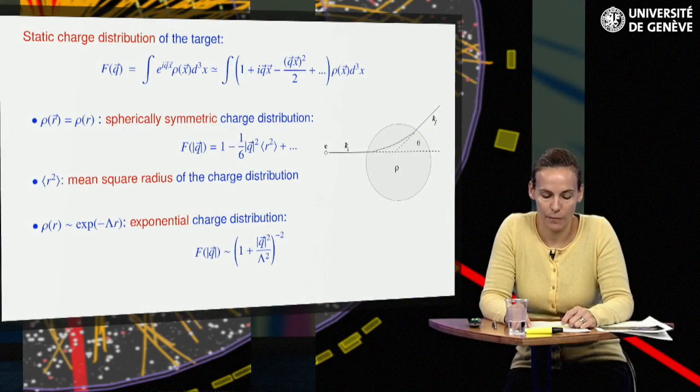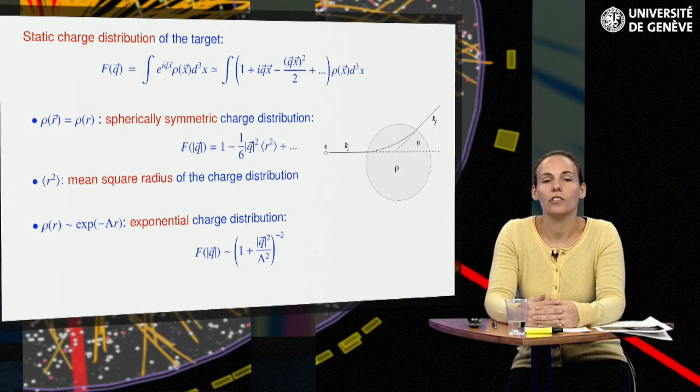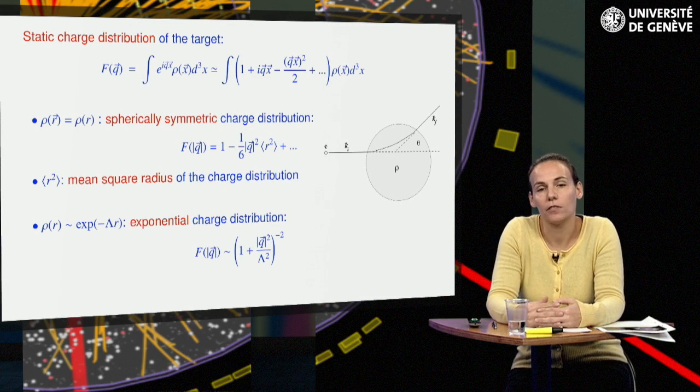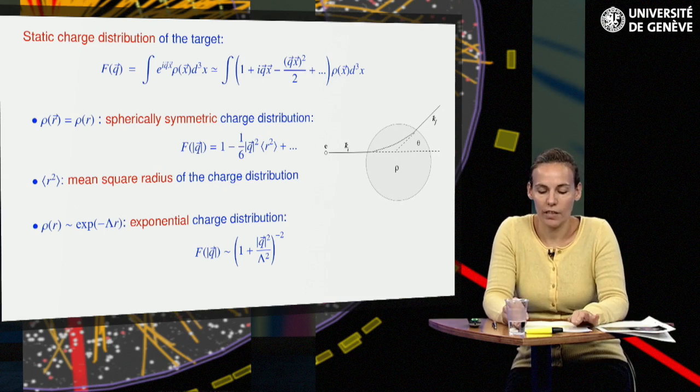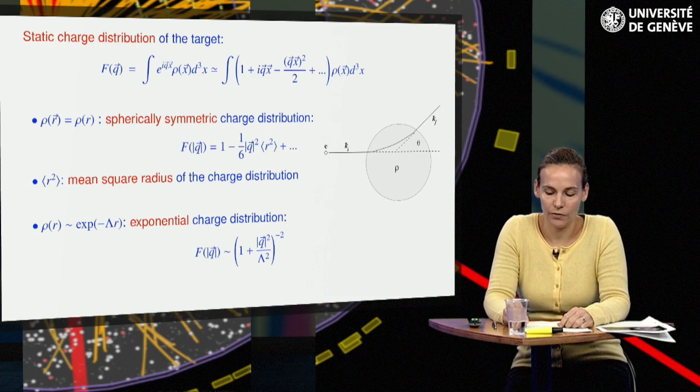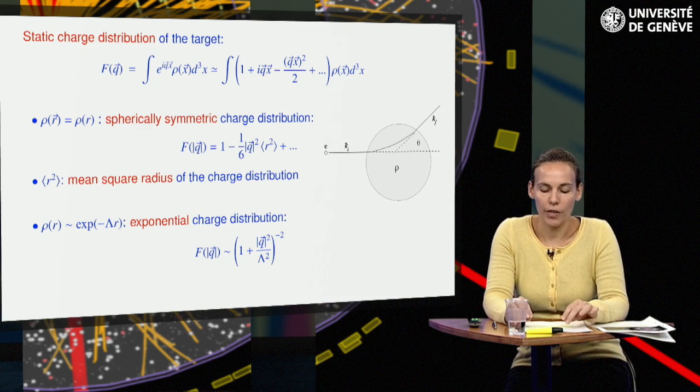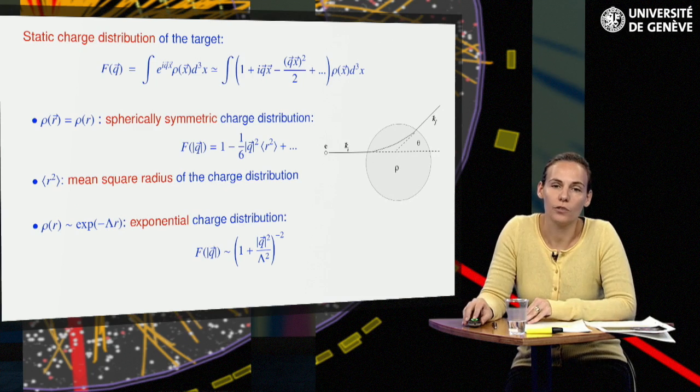and this can serve as a size estimator for the nucleus. For an exponential charge distribution, the form factor takes what is called a dipolar form. The dependence of the electron-nucleus cross-section on the momentum transfer for small angle scattering at high electron energies is thus used to measure the size of the nucleus.